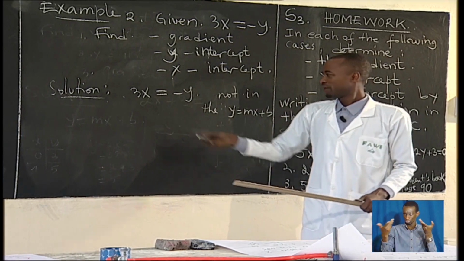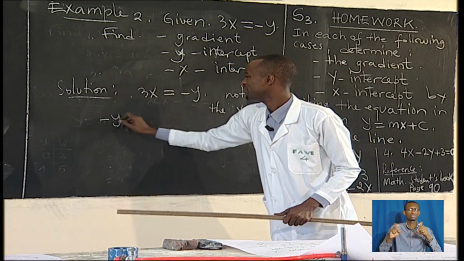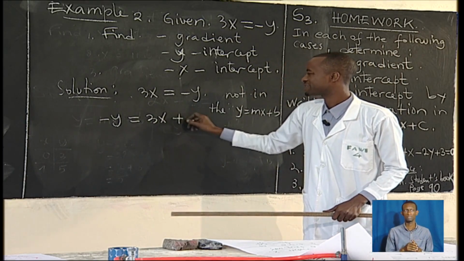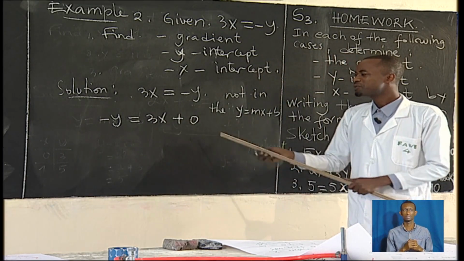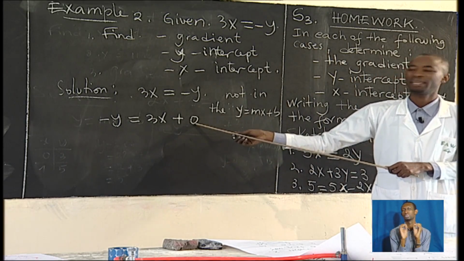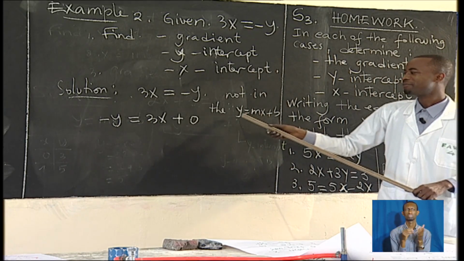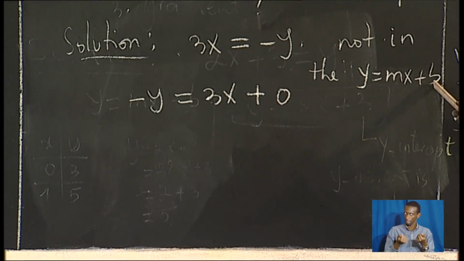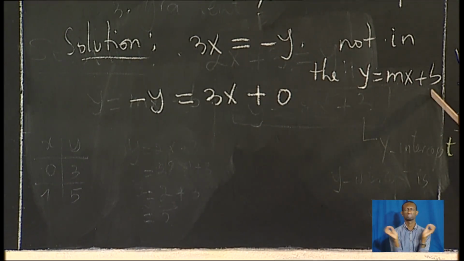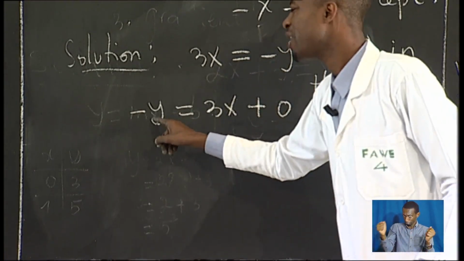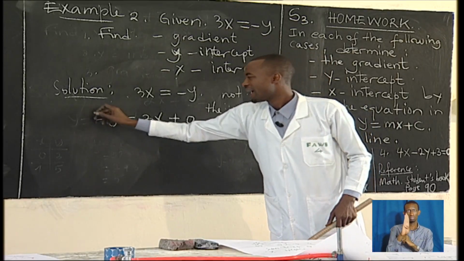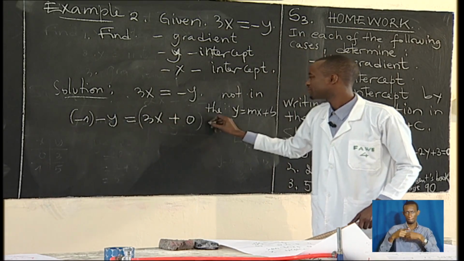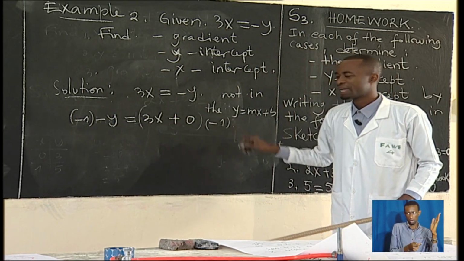How? You have, of course, negative y equals 3x, then plus 0, because we don't have the value of b. As you can see here, we have y, we have m, we have x, but we don't have b, which means I put 0 in the place of b. Now, I don't want this sign to be here. I multiply negative 1 on both sides.